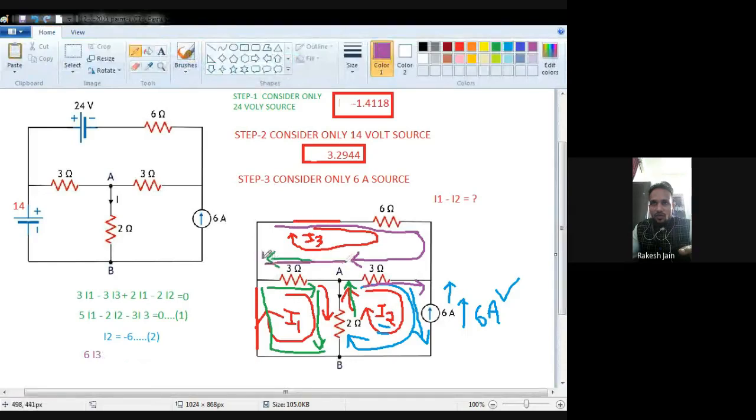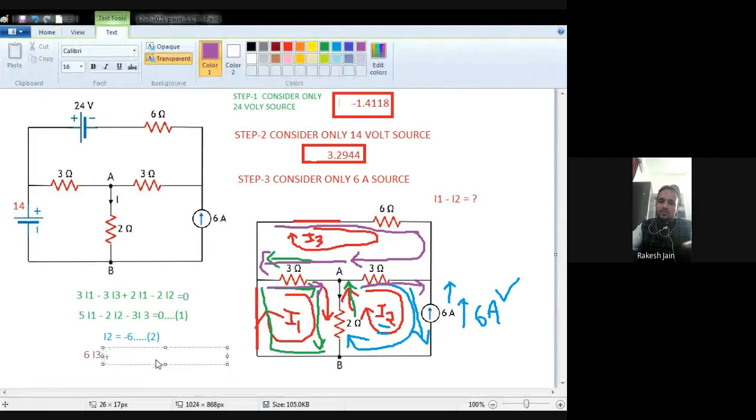I1 minus I2 is my question in step number 3. That is my goal to find out in step number 3. So first of all, just see mesh first.